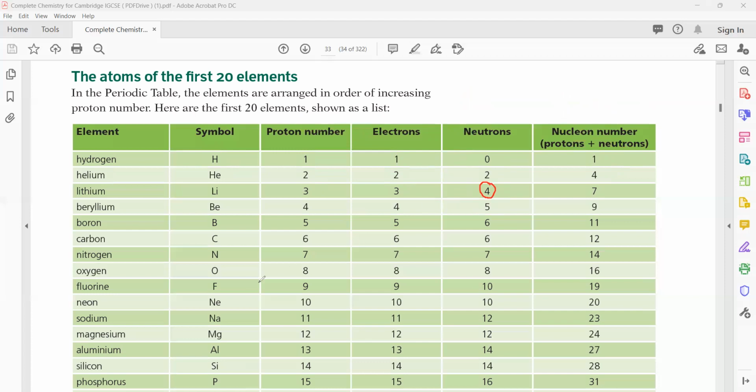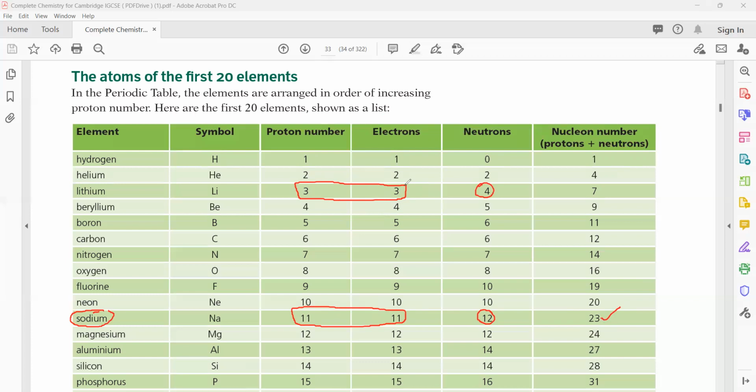Same as sodium, if you remember. In the case of sodium, how many protons? There are 12 protons. That's the reason it's 23. Otherwise, protons and electrons are equal in every element. Is this point okay or not?